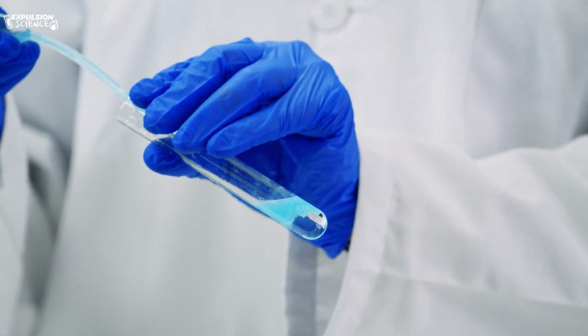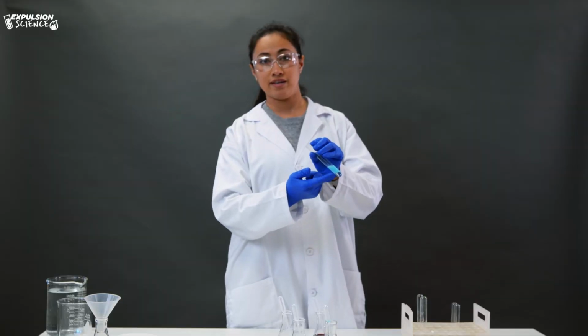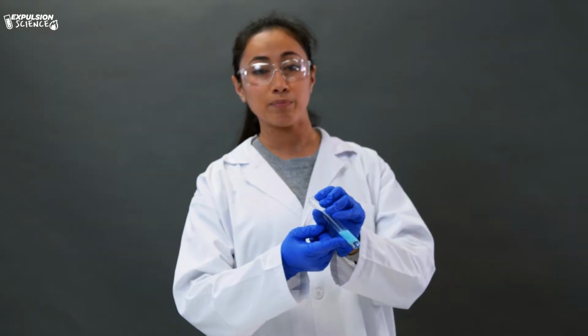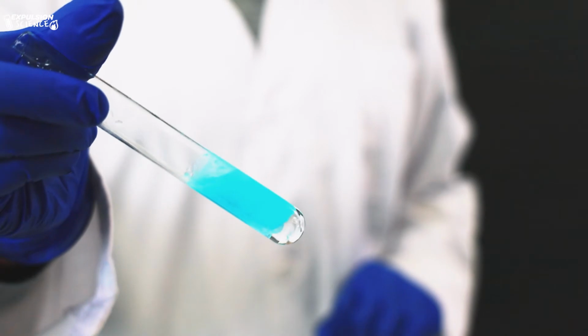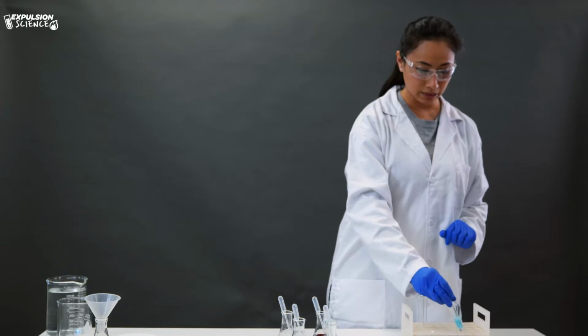And now we've got two layers. The cloudy substance that you're seeing there is called a precipitate. And one of the products is what we call an insoluble solid, which means this cloud that you're seeing here is actually not going to dissolve in water. We're going to let this sit.